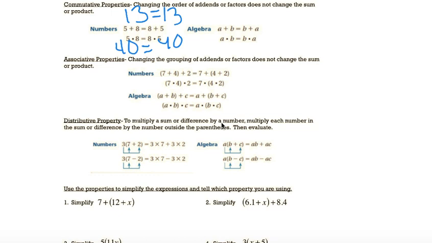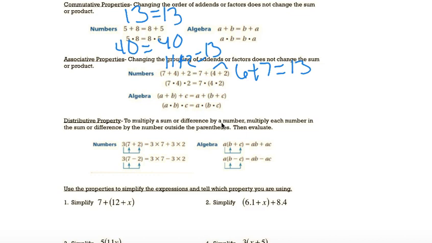Then we have the associative property. That states that changing the grouping of the addends or the factors does not change the sum or the product. In the first problem, 7 plus 4 are together, which would give you a total of 11. And then you add the 2, which would give you a total of 13. Then if I do the other side, 4 plus 2, I get 6, and then 6 plus 7 also gives me 13.